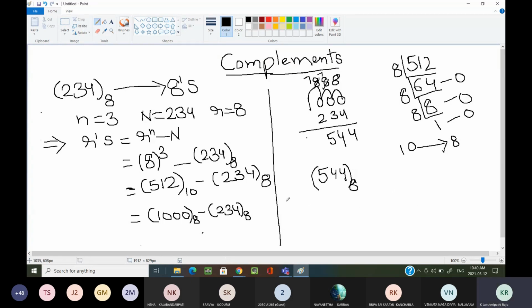Now you can solve one more problem and then we can move forward to the next type of number system. Can someone tell me randomly any number? 745. 745 of base 8. Calculate the 8's complement of the given number.